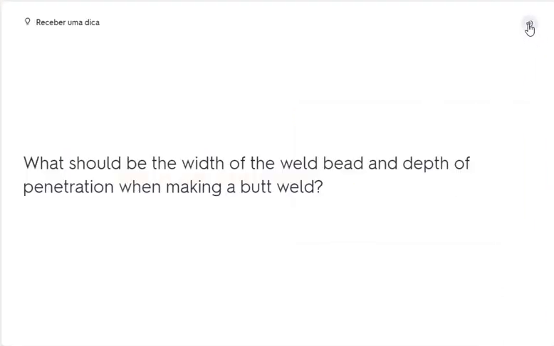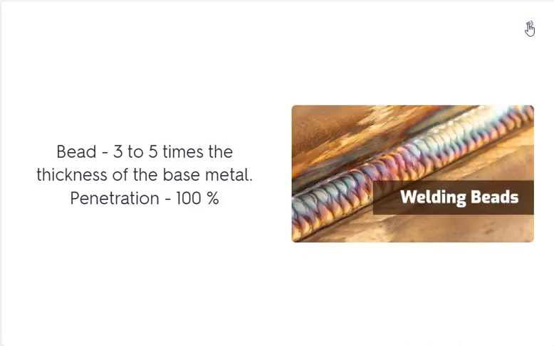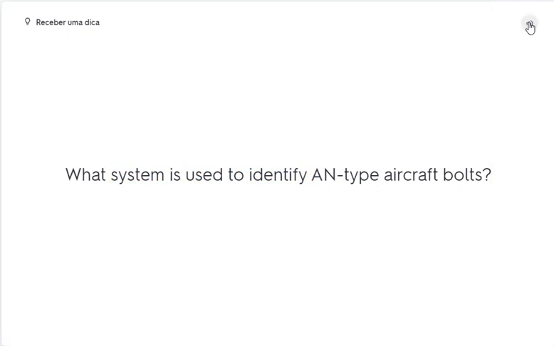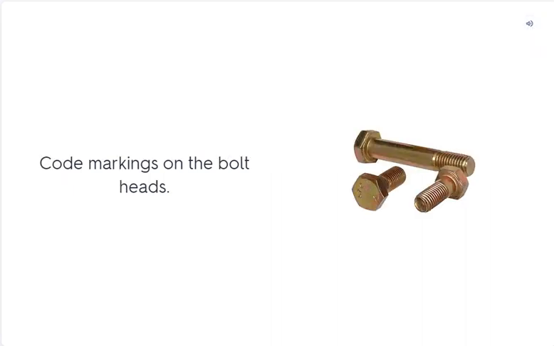What should be the width of the weld bead and depth of penetration when making a butt weld? Bead 3 to 5 times the thickness of the base metal. Penetration 100%. What system is used to identify AN-type aircraft bolts? Cut markings on the bolt heads.